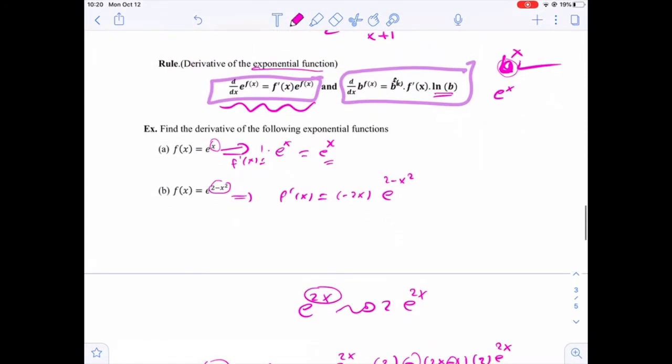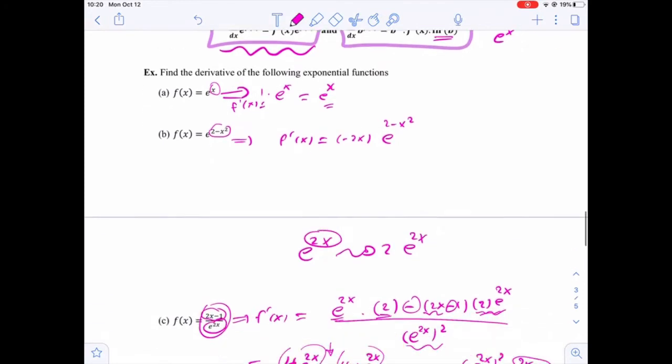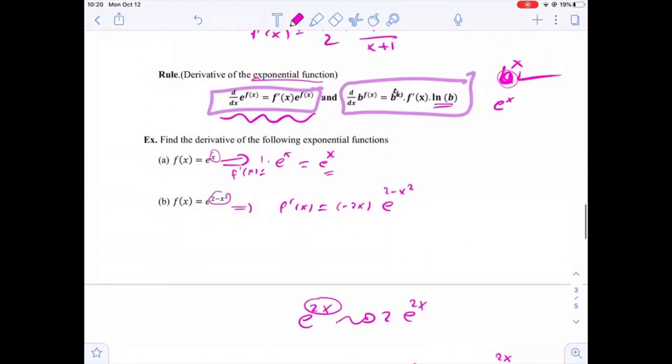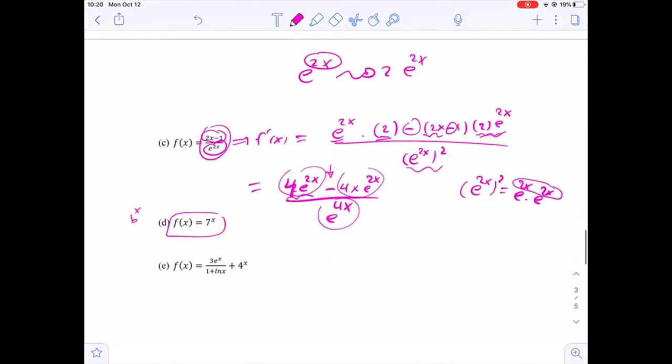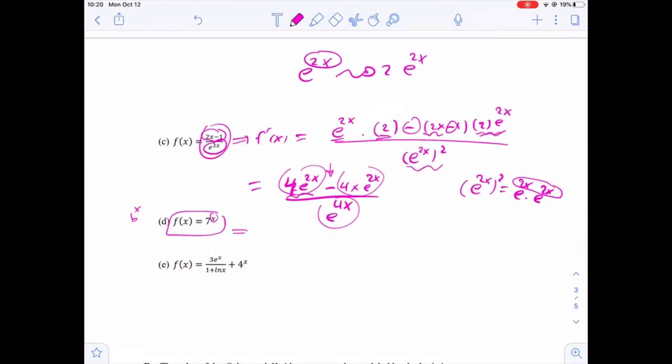Now the derivative here is that if we have b to the x, then we start with b to the x, derivative of the power. The derivative of the power here is x. What is derivative of x? It is 1 times the same exponential function, 7 to the power x, times natural log of the base. The base is 7. So we just write it 7 to the x times natural log of 7.